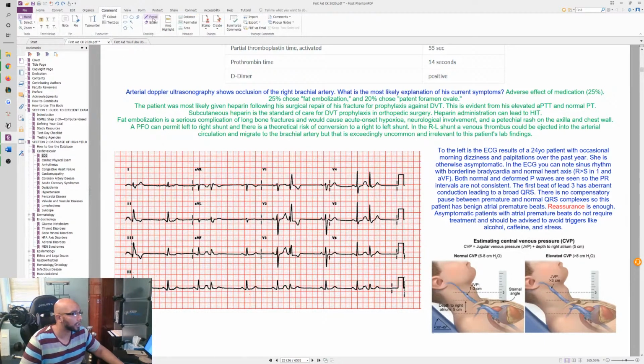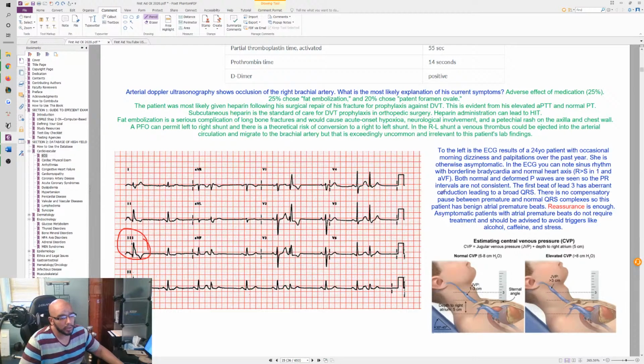Let me point out what they're talking about. So first thing they said, both normal and deformed P waves are seen, so the PR intervals are not consistent. And we can kind of see that, right? There's some kind of weird thing happening there. Again here, you see, bifid, right? That P wave looks like an M in AVF, and that's not good. You don't want to see that. And then the first beat of lead 3 has an aberrant conduction leading to a broad QRS. So if you look at lead 3, this QRS right here looks weird. Right? It should just go up and down and then go back to normal. Instead, it came down and then it went like this. And that's kind of weird right there.